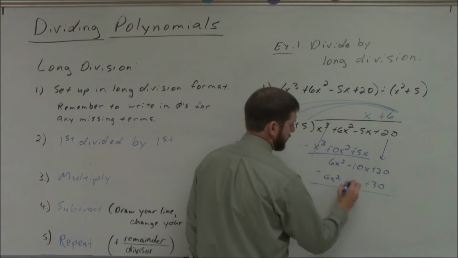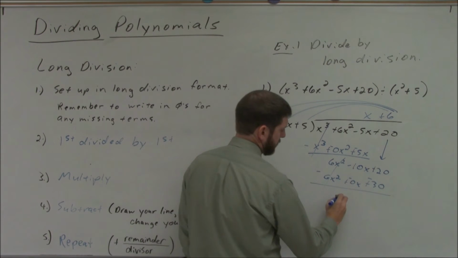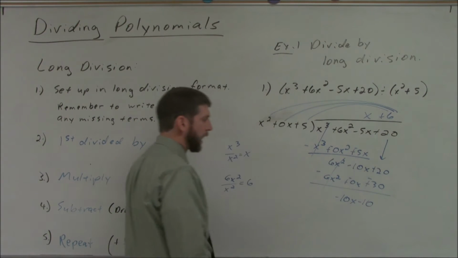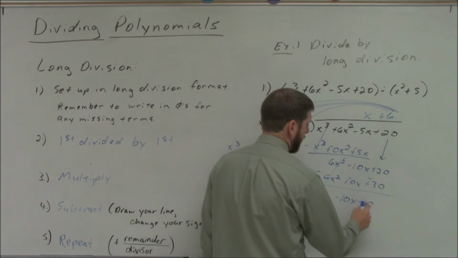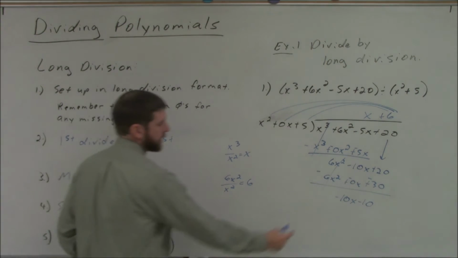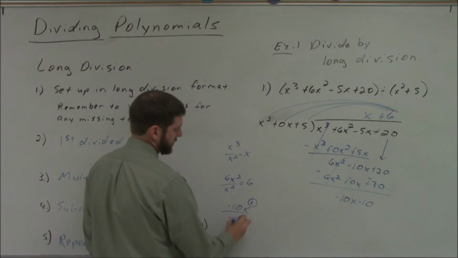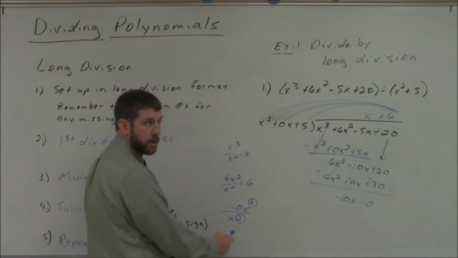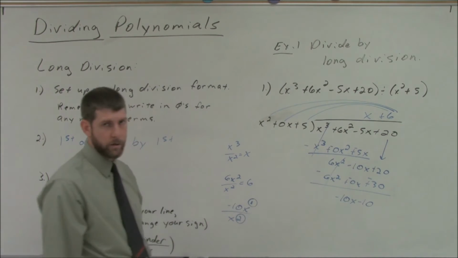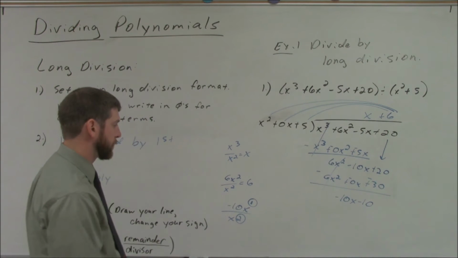Subtract, so draw my line, change my signs. 6x squareds cancel. Negative 10x and 0x is negative 10x. 20 and negative 30 is negative 10. And now I don't have any more terms to bring down. And I also noticed that if I went back to the beginning of first divided by first, negative 10x over x squared, well, since this exponent is smaller than the bottom exponent, I can't divide that. I would get a negative exponent, correct? I would get x to the negative 2, or x to the negative 1 if I was subtracting my exponents. And polynomials have to have positive exponents.